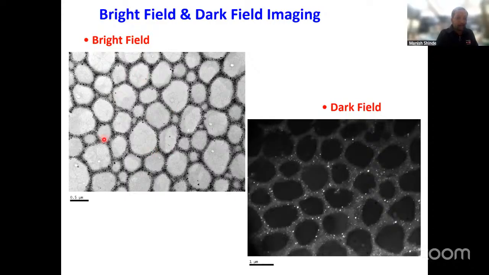This is bright field imaging. Now here the particles are very sharp. तुम्ही त्याची even particle size मोजू शकता, इतके ते sharp particles तुम्हाला दिसतात त्याच्यामध्ये, त्या मॅट्रिक्समध्ये, पॉलिमर मॅट्रिक्समध्ये.